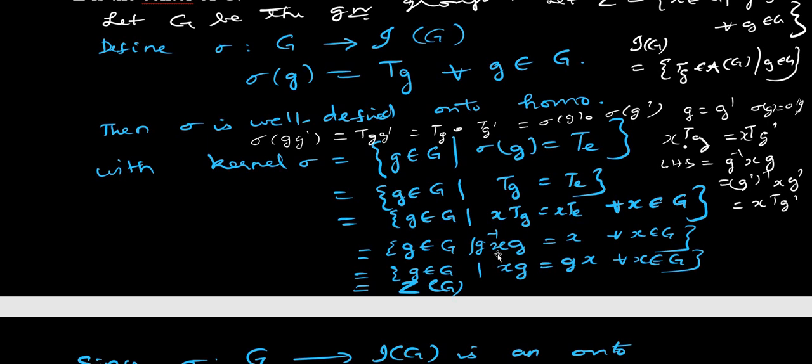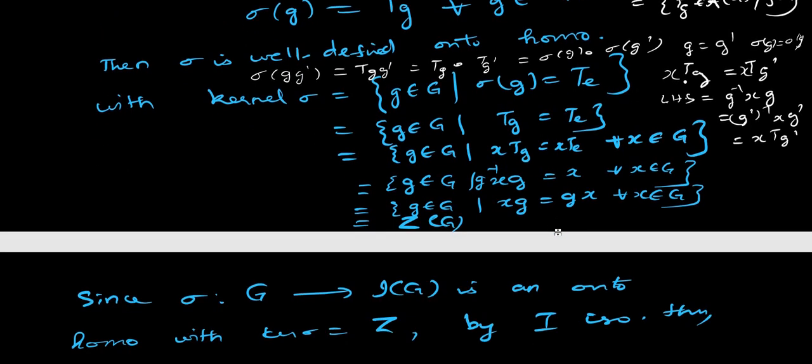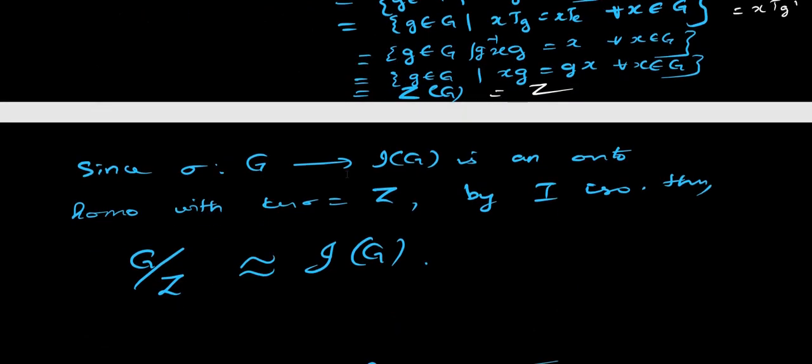And this is nothing but, we can pre-multiply both sides by g. So you have this xg equals gx for every x in G. So it is all those elements which commute with all the elements of G. That is nothing but the center of G. By the definition of center, it is nothing but the center of G. So if we denote that center of G as just Z, then this is what we get. Since sigma from G to script I of G is an onto homomorphism with kernel Z, by first isomorphism theorem, we have G mod Z to be isomorphic to script I of G. So that proves the main part of the theorem. Thank you.